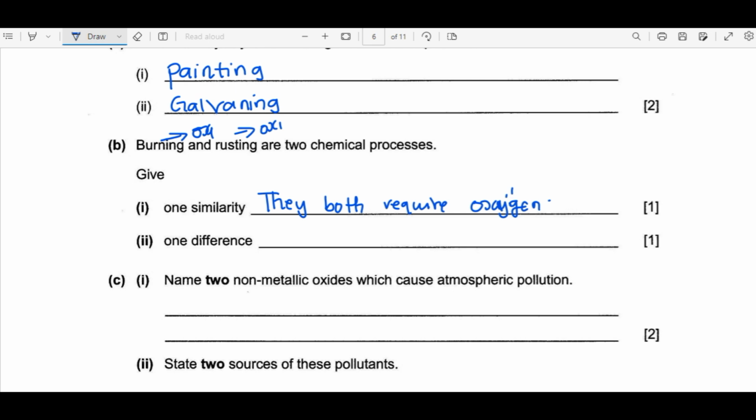So just say one occurs in the presence of water.